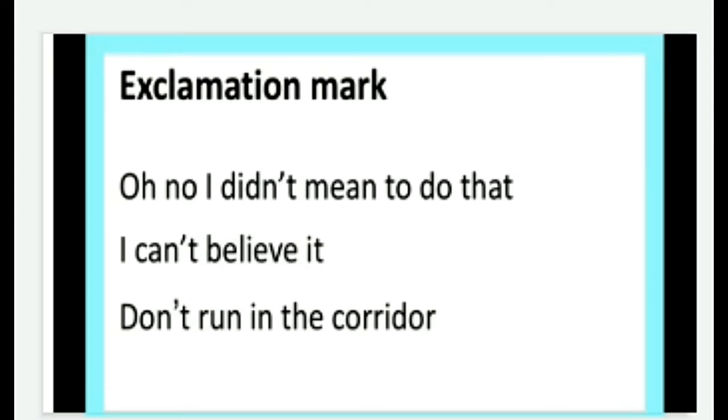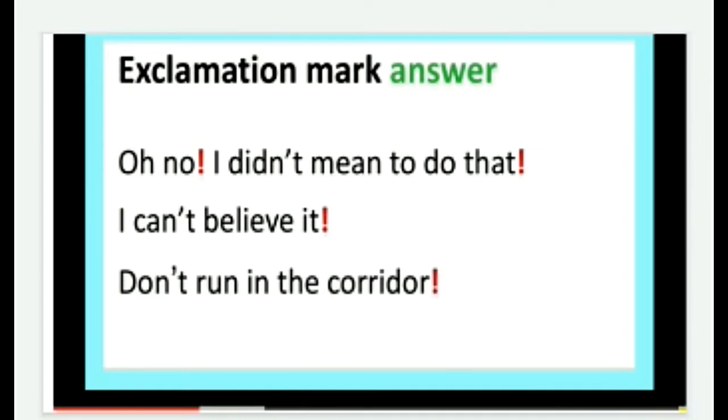"Oh no, I didn't mean to do that." "I can't believe it." "Don't run in the corridor." Rachel, yes, very good. Oh no, it's an exclamation mark. "I didn't mean to do that" also. After that, exclamation mark, very good. "I can't believe it" is also an exclamation, very good. So these are the exclamation marks.